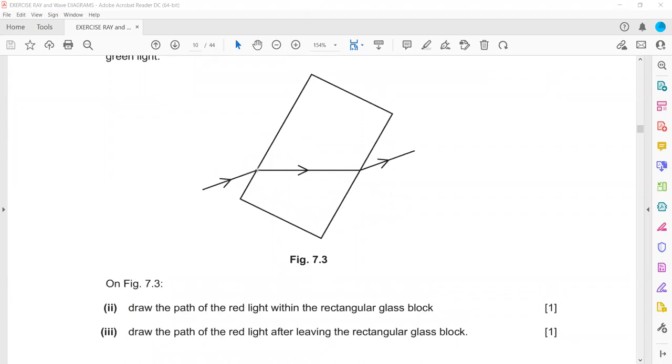So same idea, when it moves from air to glass, it will bend, because this is bending toward the normal, so it will bend less, and then away from the normal also. So this will be the path for the red. Because green is already done, we have to complete the path for red light. Violet bends the most and red bends the least.